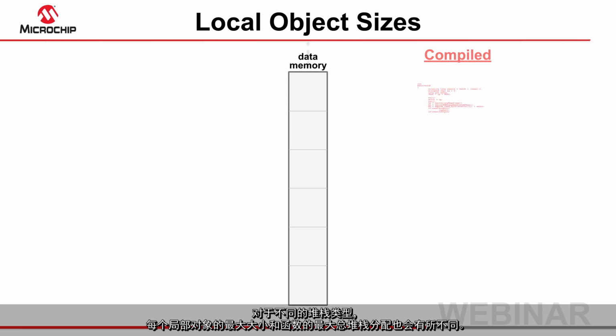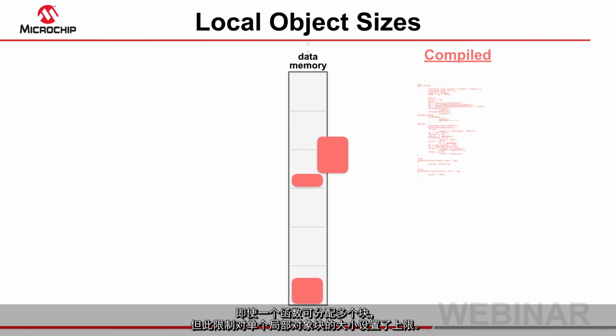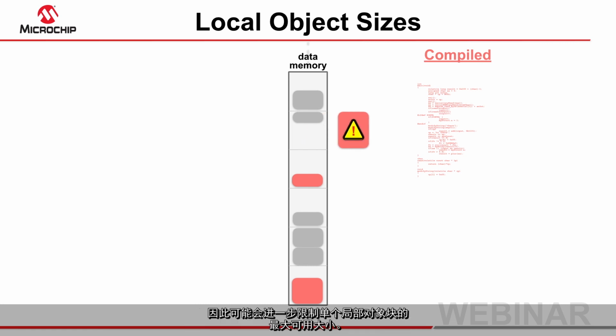The maximum size of each local object and a function's maximum total stack allocation differ between the stack types. When using a compiled stack, each block of objects must fit wholly within a data bank. Even though a function can allocate several blocks, this restriction does place an upper limit on the size of an individual local object, which must fit in one block. The size of a bank varies with device family, and other objects not on the stack also consume data memory, so the blocks may be further limited in size.